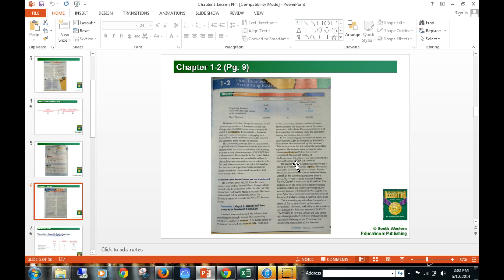Business activities change the amounts in the accounting equation, as I just stated, and business activities are mainly either selling something of your business, or you're collecting cash, or you're buying supplies or insurance, or you're investing in your own company, things like that. Those are called transactions. And the first transaction that we're going to talk about is right here in the middle of this first column. It says received cash from owner as an investment.